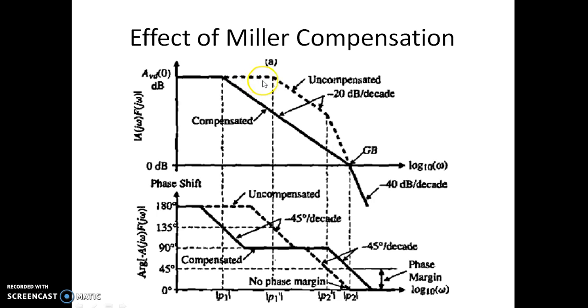The dotted line corresponds to the magnitude plot, the Bode plot of the two-stage op-amp circuit, and we can see there is a pole at P1 dash and a P2 dash for an uncompensated two-stage op-amp, and the solid line represents the compensated frequency response. This is a magnitude plot, and you can see the corresponding phase plot. The dotted one is the uncompensated, the solid one is the compensated one.